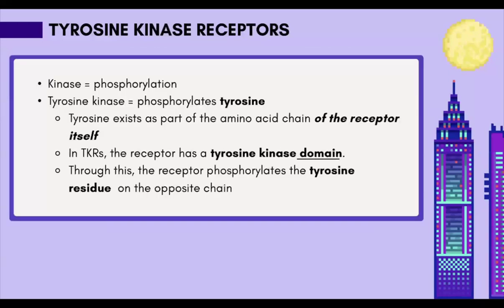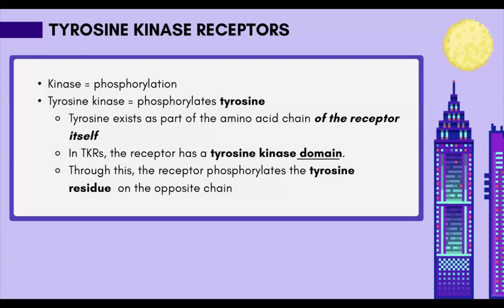Moving on, we're going to break this down. So tyrosine and kinase. Whenever kinase is involved, it means phosphorylation. There's going to be phosphorylation of something. And tyrosine kinase just means phosphorylation of tyrosine. So they're going to be phosphorylating tyrosine on the receptor itself.